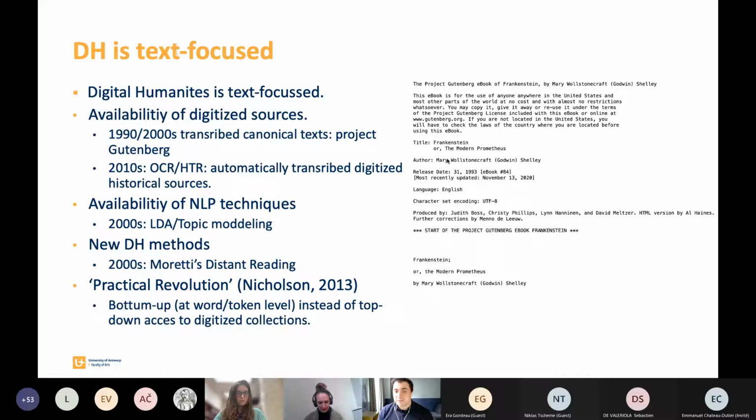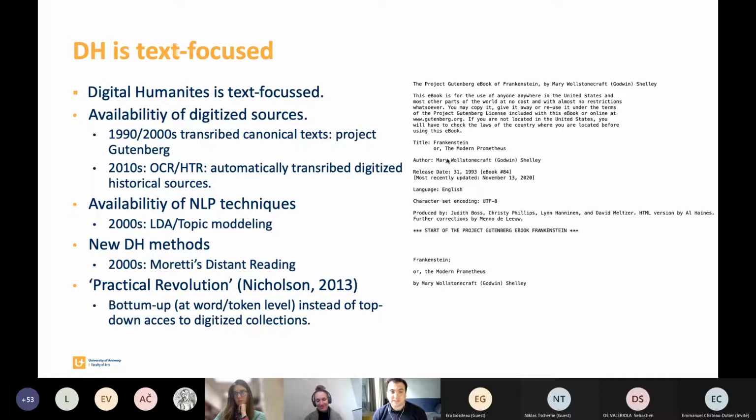Second, I think the availability of NLP, or natural language processing techniques, was very important, especially the introduction of LDA, or topic modeling, one of the most frequently used techniques to study digital text corpora on a large scale. And finally, these two things led, I think, to new digital humanities methods. Most famously, Franco Moretti's distant reading concept, which he introduced in the 2000s. And all of this led, as Bob Nicholson called it, to a practical revolution.